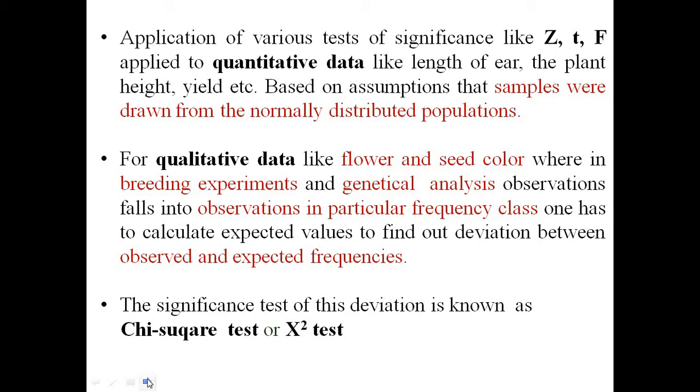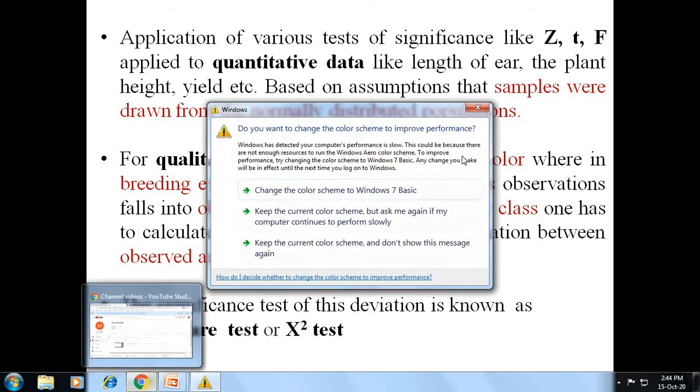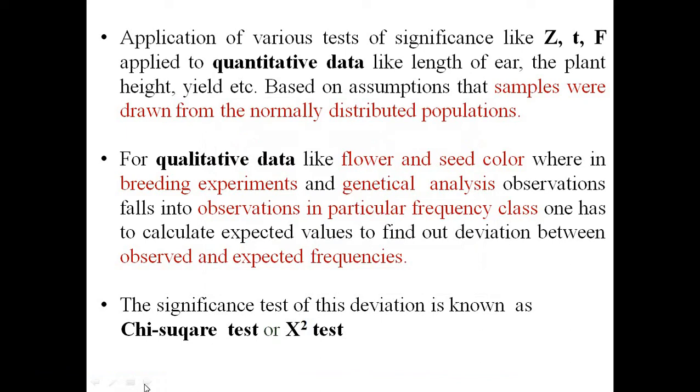Before going to the t-test or student t-test, I want to discuss with you which test we can use for which type of data. If the data is quantitative, such as length of ear, plant height or yield, where the samples are normally distributed in populations, then we can use these three tests: Z test, T test and the F test.